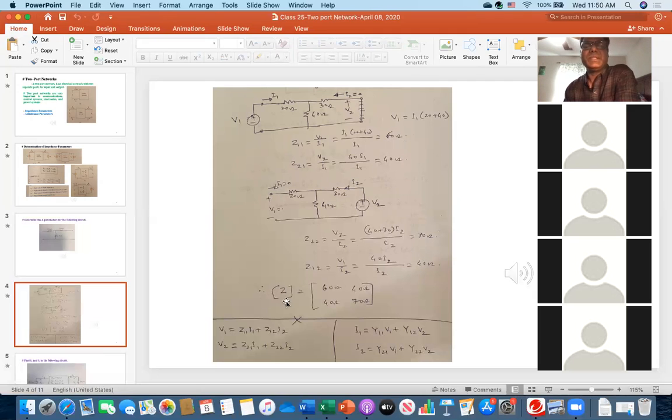Finally, you could put it in matrix form. It is not needed. It is not essential. I am just showing you. You could put Z11 value 60, Z12 value 40, Z21 value 40, and then finally Z22 value here 70. So everybody understands this one?